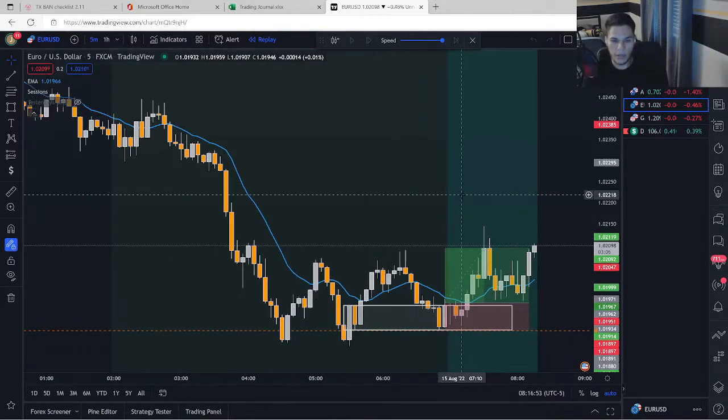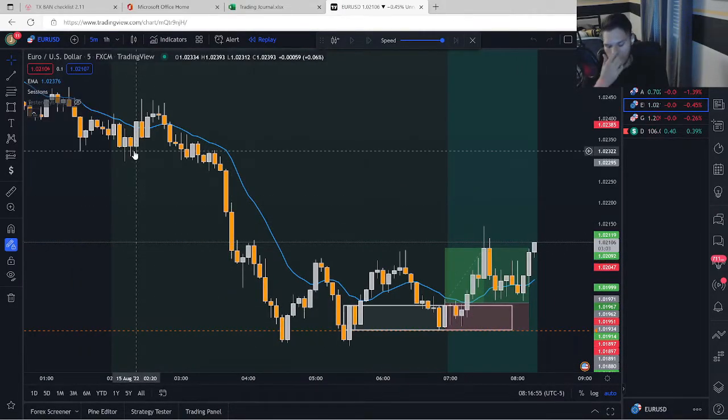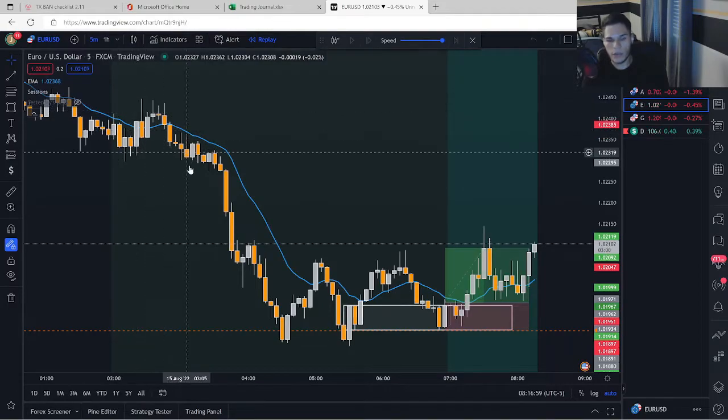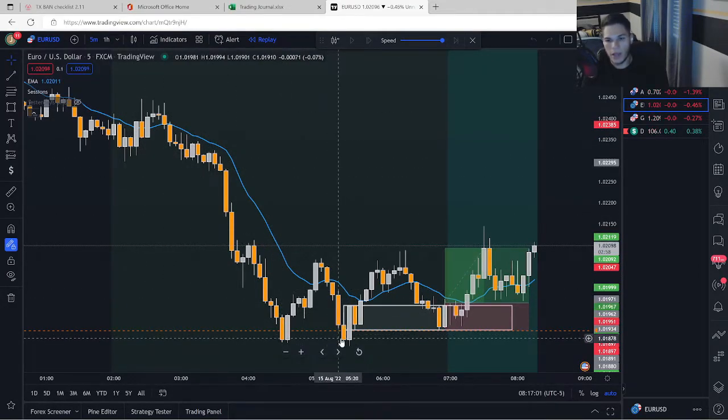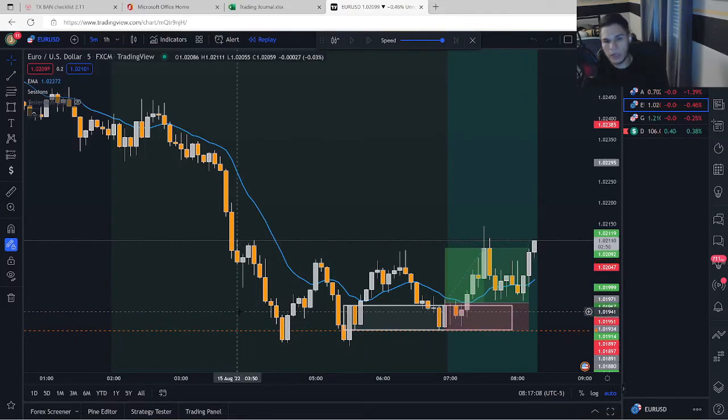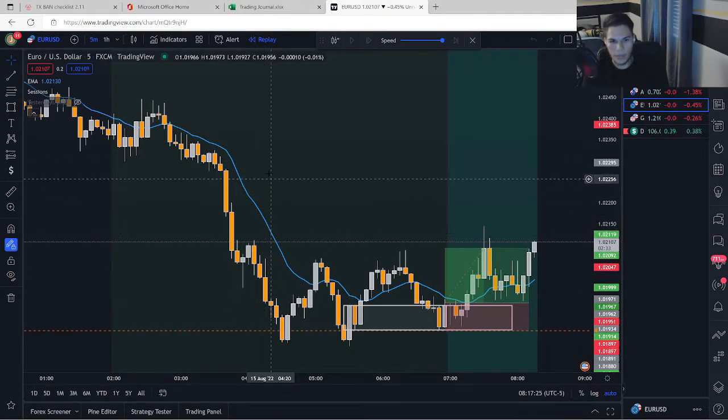I also liked this setup because on the London session, we've been going down for a minute. And I tend to notice that New York likes to reverse the other way. If London session's been going up, then more times than not, New York is going to go down and get liquidity at the bottom. In this situation, London session's been on a downtrend, so it left all these gaps to fill right here.